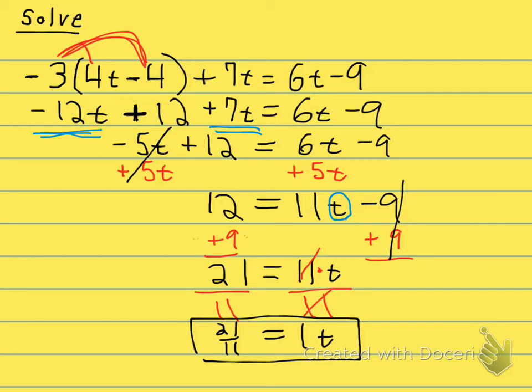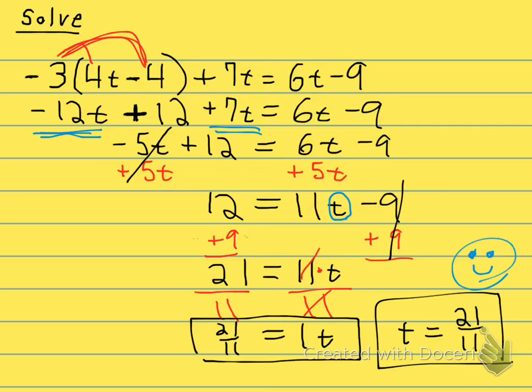Now notice I'm solving, and I have solved. I have my variable by itself, t equals 21 over 11. Do I need to call it 1t? No. This one is understood right here, and math people are just not going to write it. They're just going to call it t. And that's it. Solve a linear equation. Follow these 4 steps. Here they are.